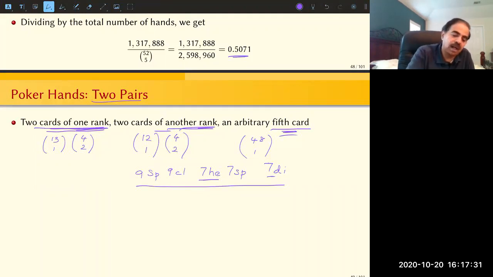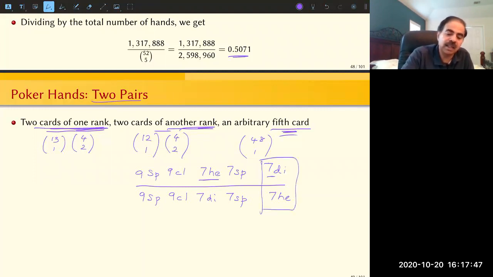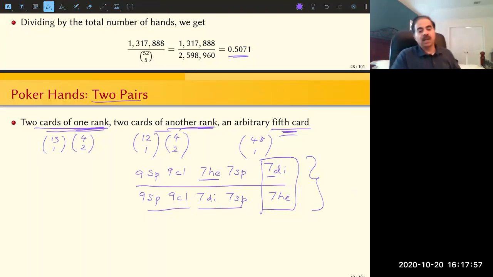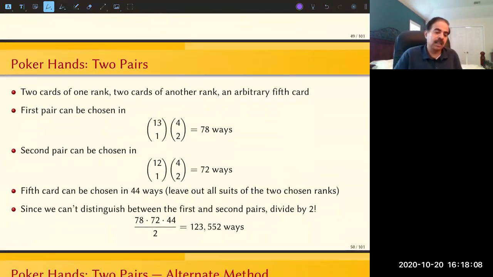Now you can see that you can arrive at this hand this way, or you could have said 9 spades, 9 of clubs, 7 of diamonds, 7 of spades, and 7 of hearts here, right? So the difference is which is the fifth card and which is the second pair, and which is the first pair. But obviously these 2 hands are the same. So there are going to be situations where we end up double counting.